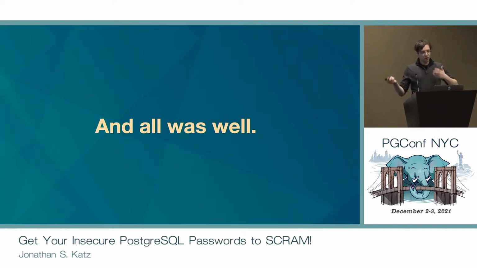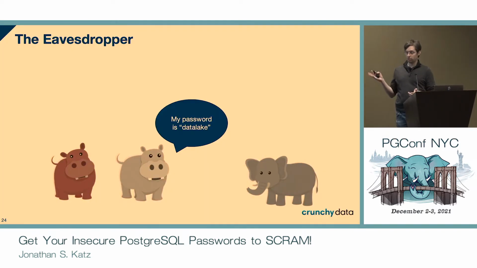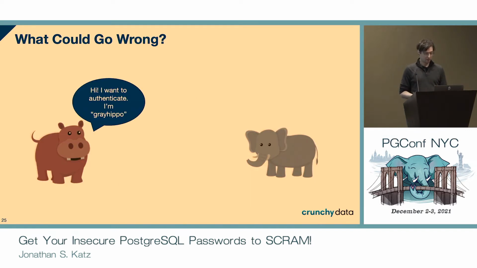So of course, you've authenticated, everything's good, everything's great, but we know it's not, because this is susceptible to eavesdropping. Basically, let's say Red Hippo's listening in, capturing network traffic, and sees GreyHippo say my password's data lake. Red Hippo comes along, hey, I'm GreyHippo, wink, wink.